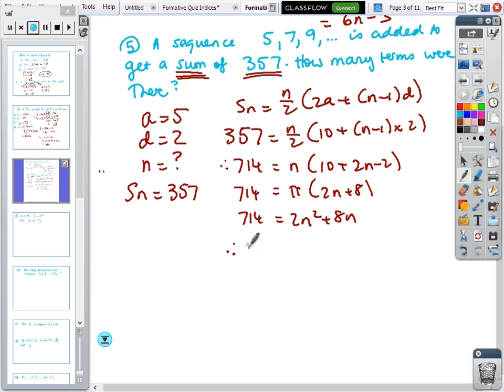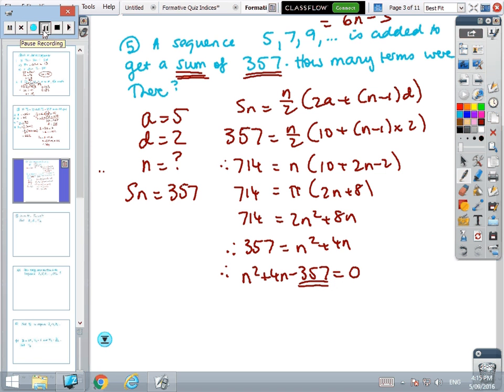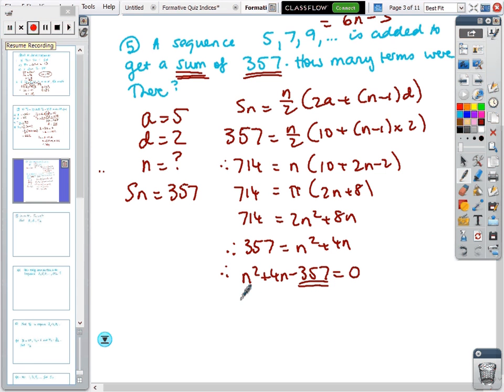So then we divide through by 2 to make the numbers a bit smaller. 357 equals n squared plus 4n. So we've got a quadratic, n squared plus 4n minus 357 equals 0. Right now that number is pretty big, so I'll just go to the quadratic formula. I'm going to pause and work it out and come back. Okay, so I've just been playing with my calculator, and I've got n plus 21, n minus 17 equals 0. Use the quadratic formula because the numbers are too big, that's okay.